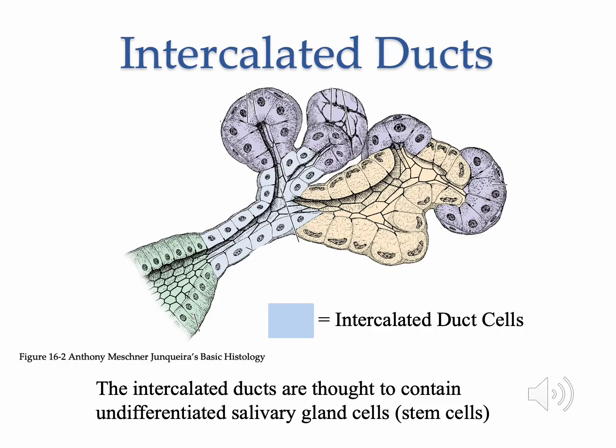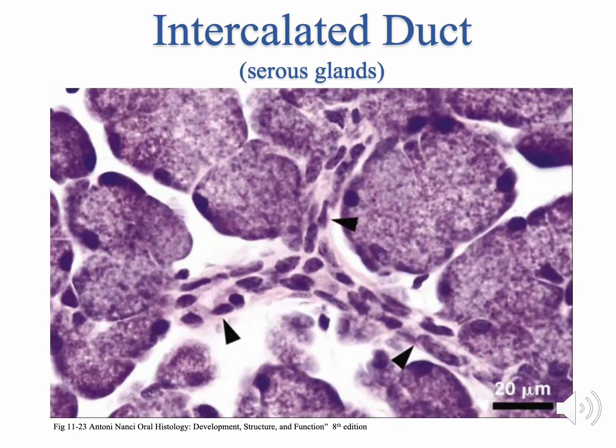So let's move now into the discussion about the ductal systems that exist within salivary glands. We're going to start first with the intercalated ducts. These are the ducts that are going to immediately drain a given acini. The intercalated ducts are actually thought to contain some of our undifferentiated salivary gland cells or stem cells that will give rise to new glandular cells. The intercalated ducts are composed of simple cuboidal epithelial cells, so that means only one layer thick.